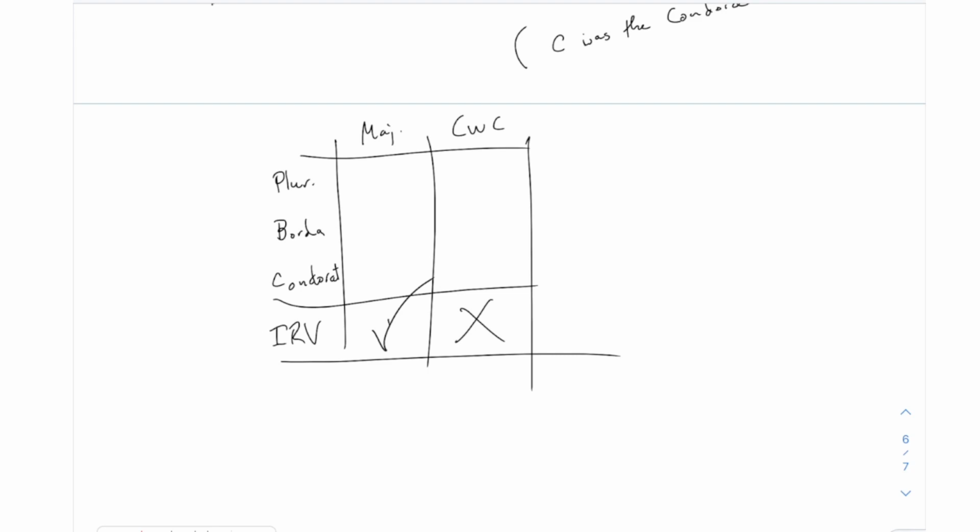The Condorcet winner criterion is actually pretty hard to satisfy. It's a pretty strong condition. All right.